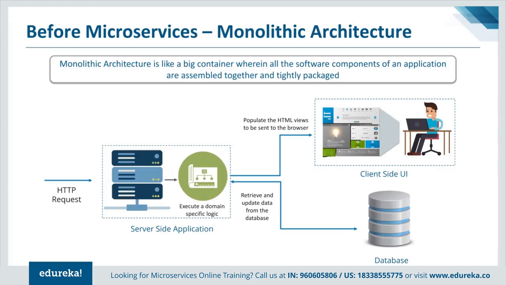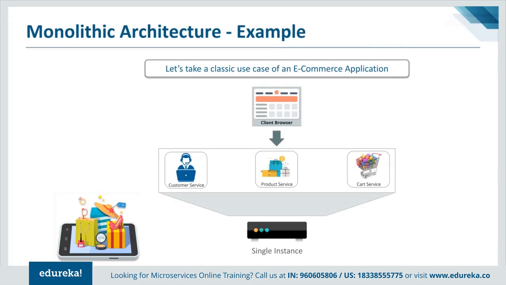I'll give you a better example of what exactly monolithic architecture is. Let us discuss a classic example of an e-commerce website like Amazon or Flipkart. Everyone actually visits these websites quite often, so that's a perfect example to explain. Let's understand what monolithic architecture exactly means with this example.